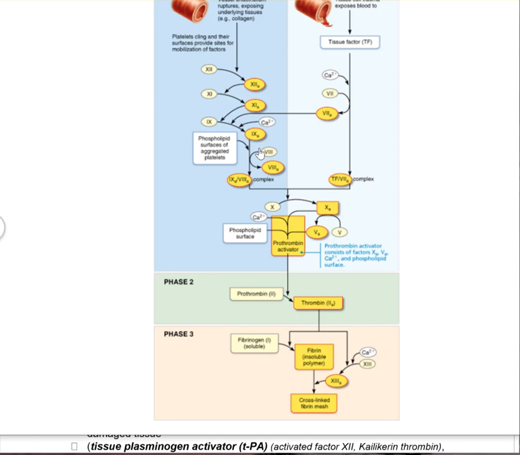For example, people with hemophilia are missing certain clotting factors, and those clotting factors then don't allow them to clot their blood very effectively, and they can have very life-threatening problems. But we're going to skip all those.